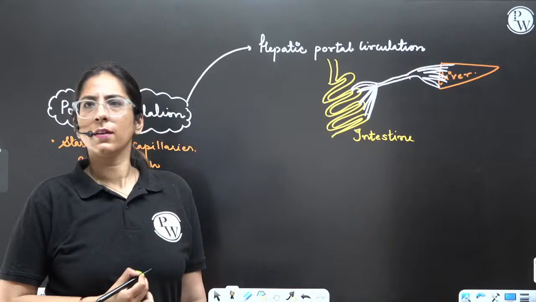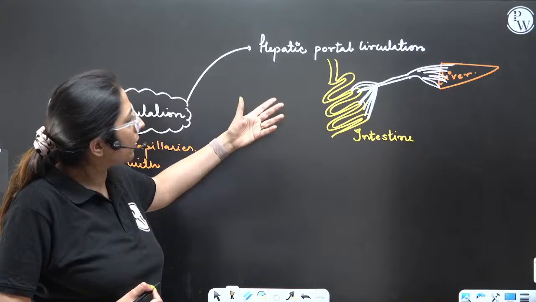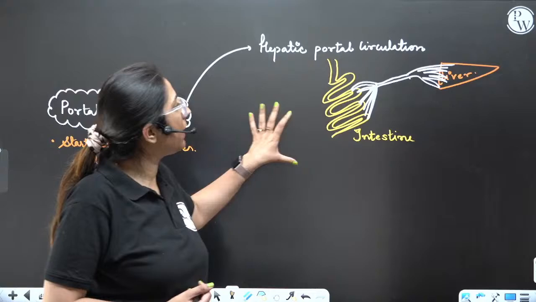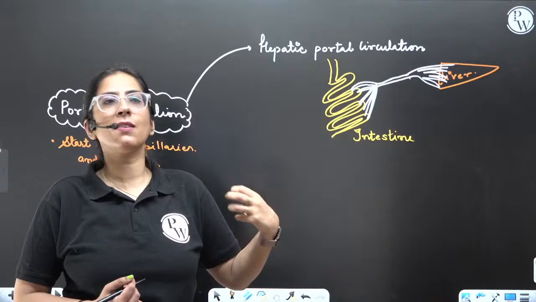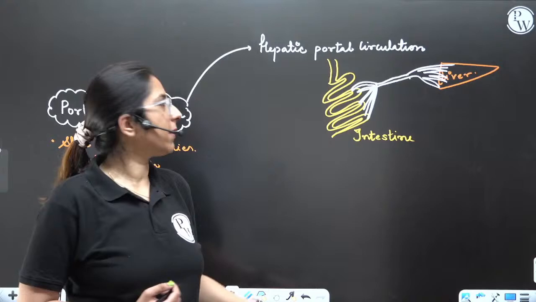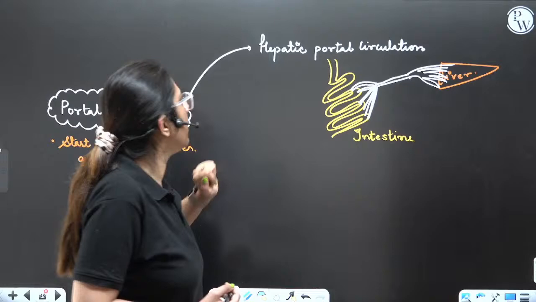So whatever we eat, suppose any drug or any medicines, whatever we take, they go directly to the liver for detoxification and then they enter into the circulation. Otherwise, if toxins are there, they will directly go to the heart, which can be fatal for us. So that is the reason we have a hepatic portal circulation. That means intestine to liver blood circulation is there. Clear? Now, the next one is renal portal circulation.